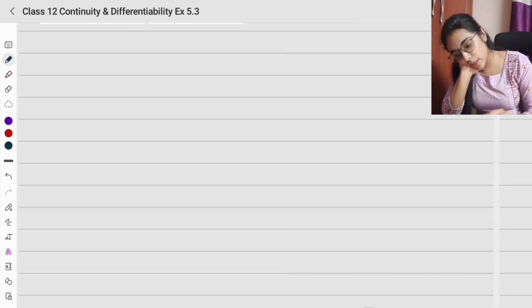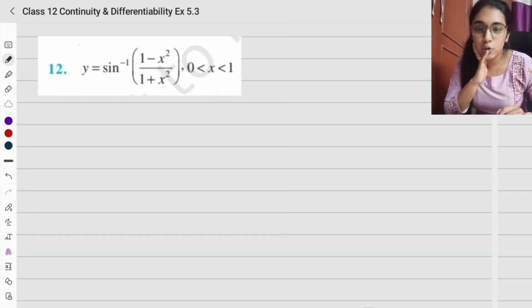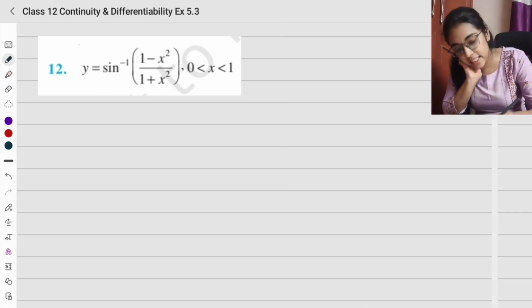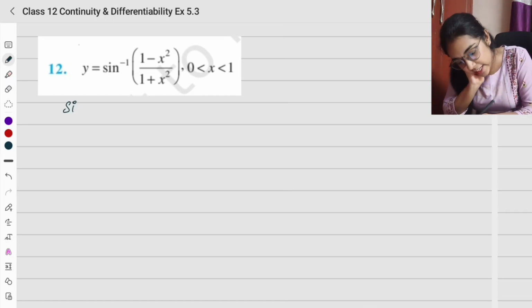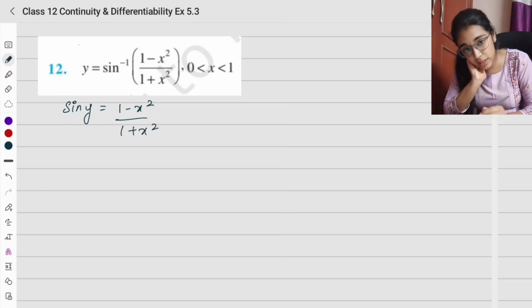Moving on to question number 12. So beyond this we cannot do substitution. Why? Because what relation is there at this point? When you rewrite this, I get sin y is equal to 1 minus x square divided by 1 plus x square. But what relation do we know?